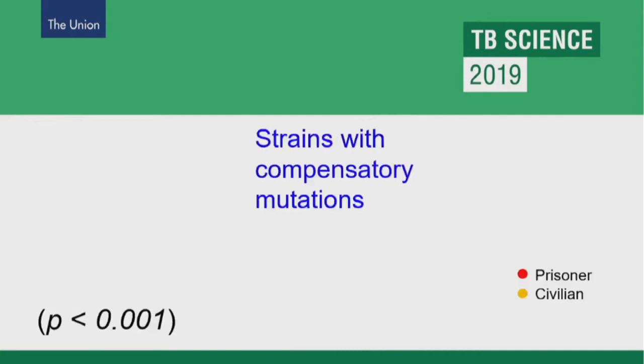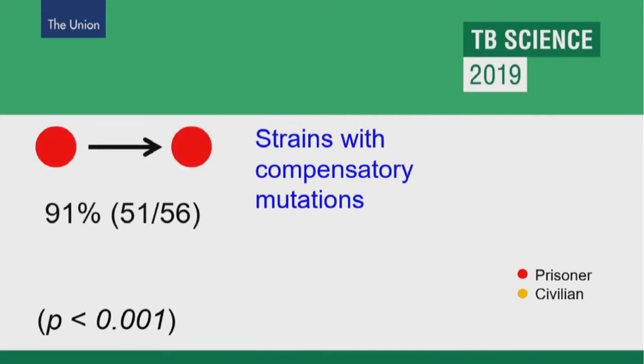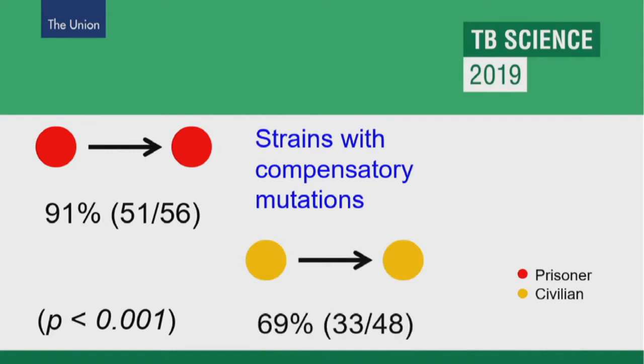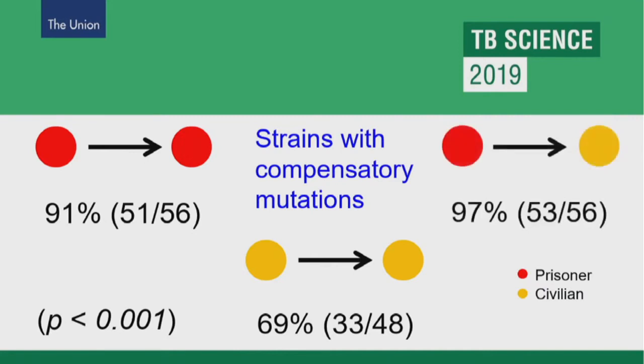And so if you do this and look at the instances of transmission events from a prisoner to another prisoner, we see that 91% of these transmission events are associated with a strain or an isolate which carries a compensatory mutation. This is significantly higher than if you look at events between civilians. And then interestingly, if you look at the events that go from prisoners to civilians, this proportion is almost 100%, so an overrepresentation, suggesting that somehow in these spillover events, or just generally TB transmission events among prisoners, these compensatory mutations are overrepresented.